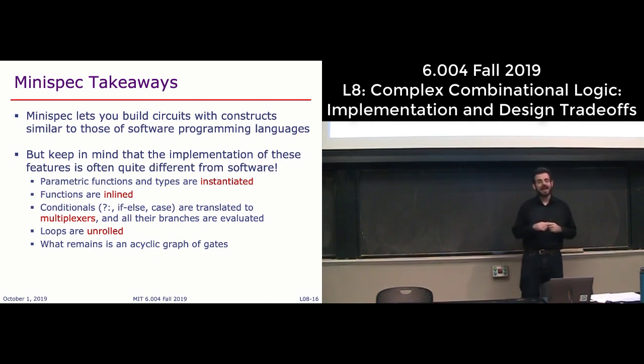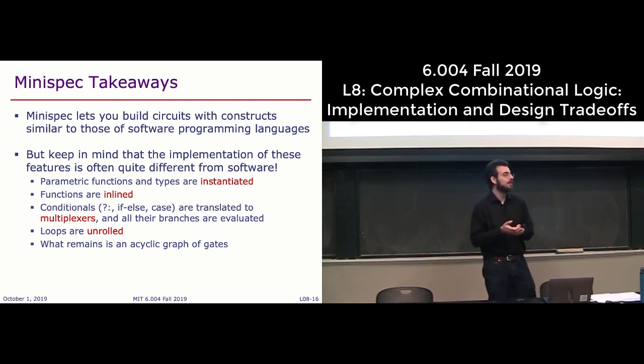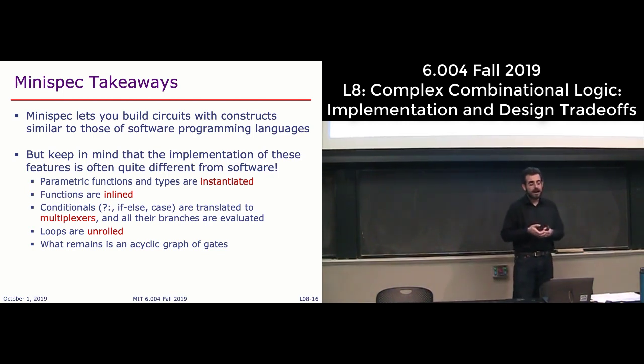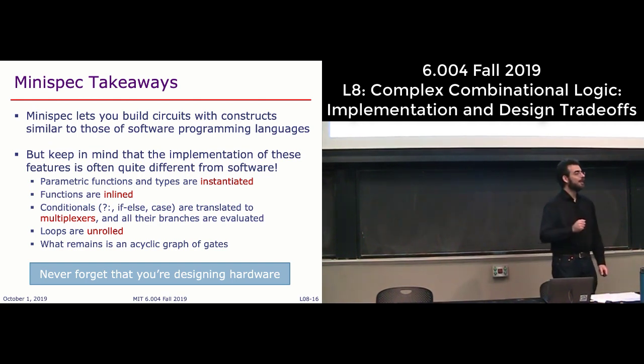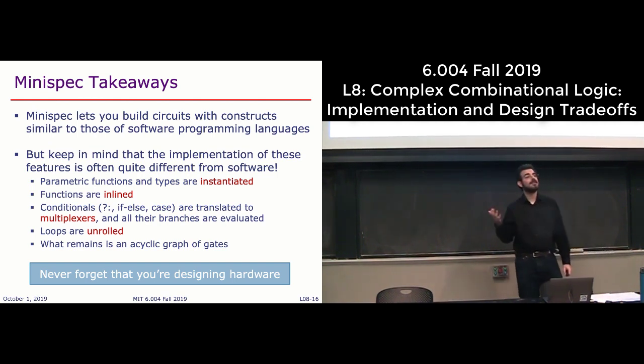Right? So you can take all these constructs that are similar to what we've seen in software, and in fact generate a combinational circuit. But it's very important that you never forget that you're designing hardware. Because in hardware, you can, for example, do many things in parallel. And if, for example, you write a for loop, you're often going to do things more serially than you need to. Okay, any questions?